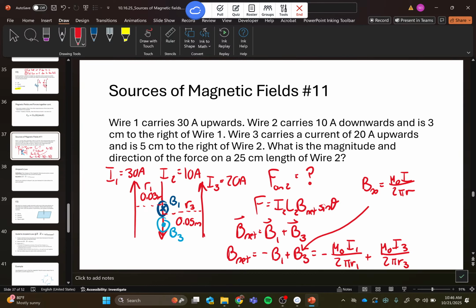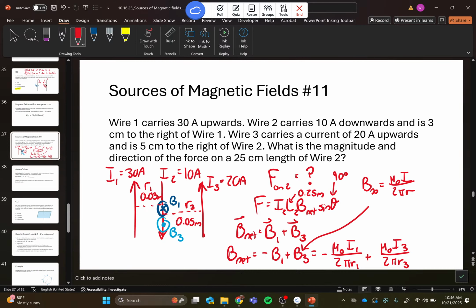The angle is going to be 90 degrees. This angle is the angle between L and B. In this problem, that is 90 degrees. L is the length of the wire that we're finding the force on. 25 centimeters. That's a great question. In fact, I'll go ahead and label that here. The length here is the length of the wire.